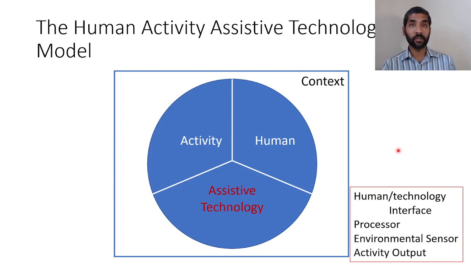And when it comes to assistive technology, we have to think about various things, right? You want an interface between the human being and the technology. You want a processor, which is basically the intelligence of our assistive technology. And in some cases, the intelligence is basically nothing. But in many cases, there's a lot of intelligence built into assistive technology. Then you want an environmental sensor, a sensor that can look at the environment and provide appropriate help. And you want an activity output. So that's what consists of assistive technology.